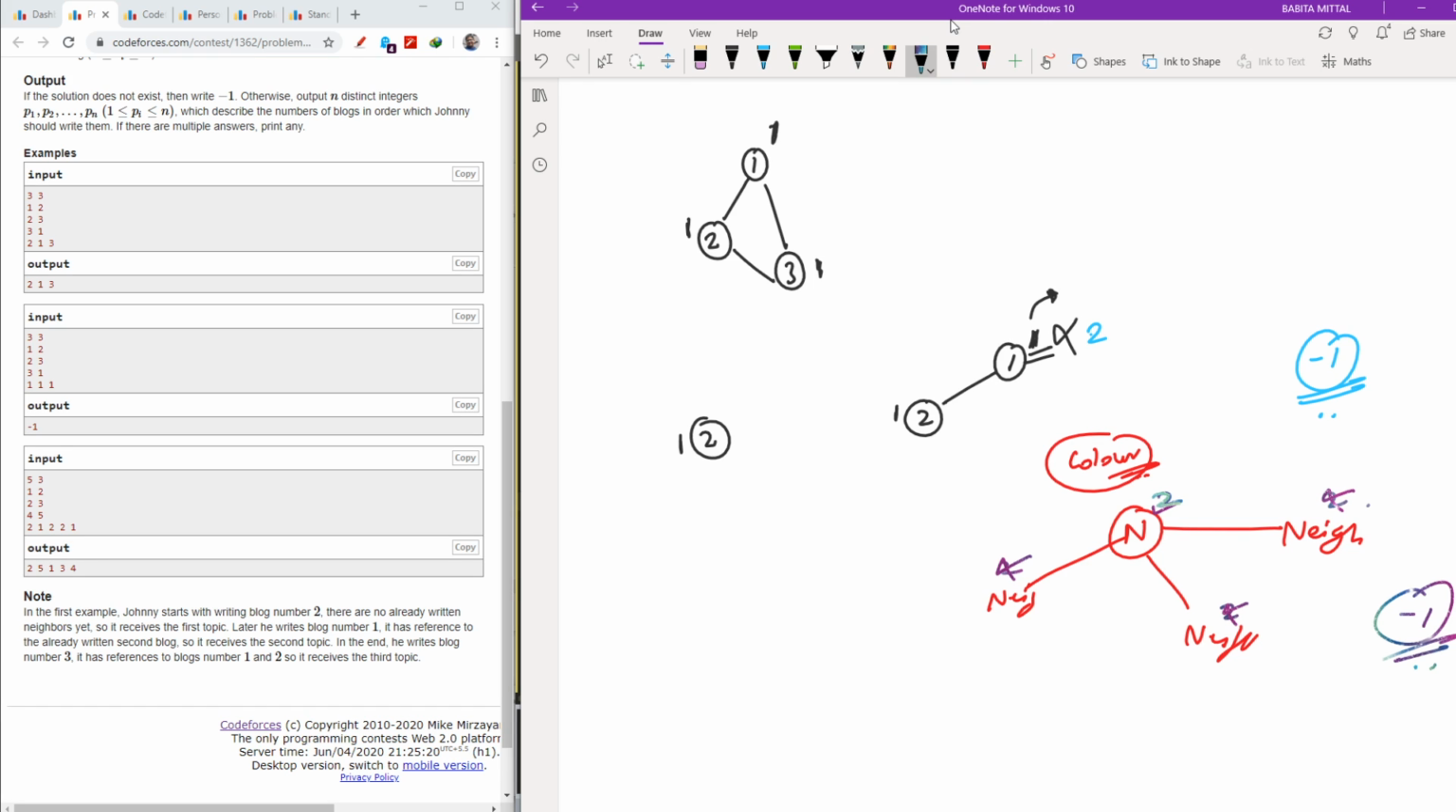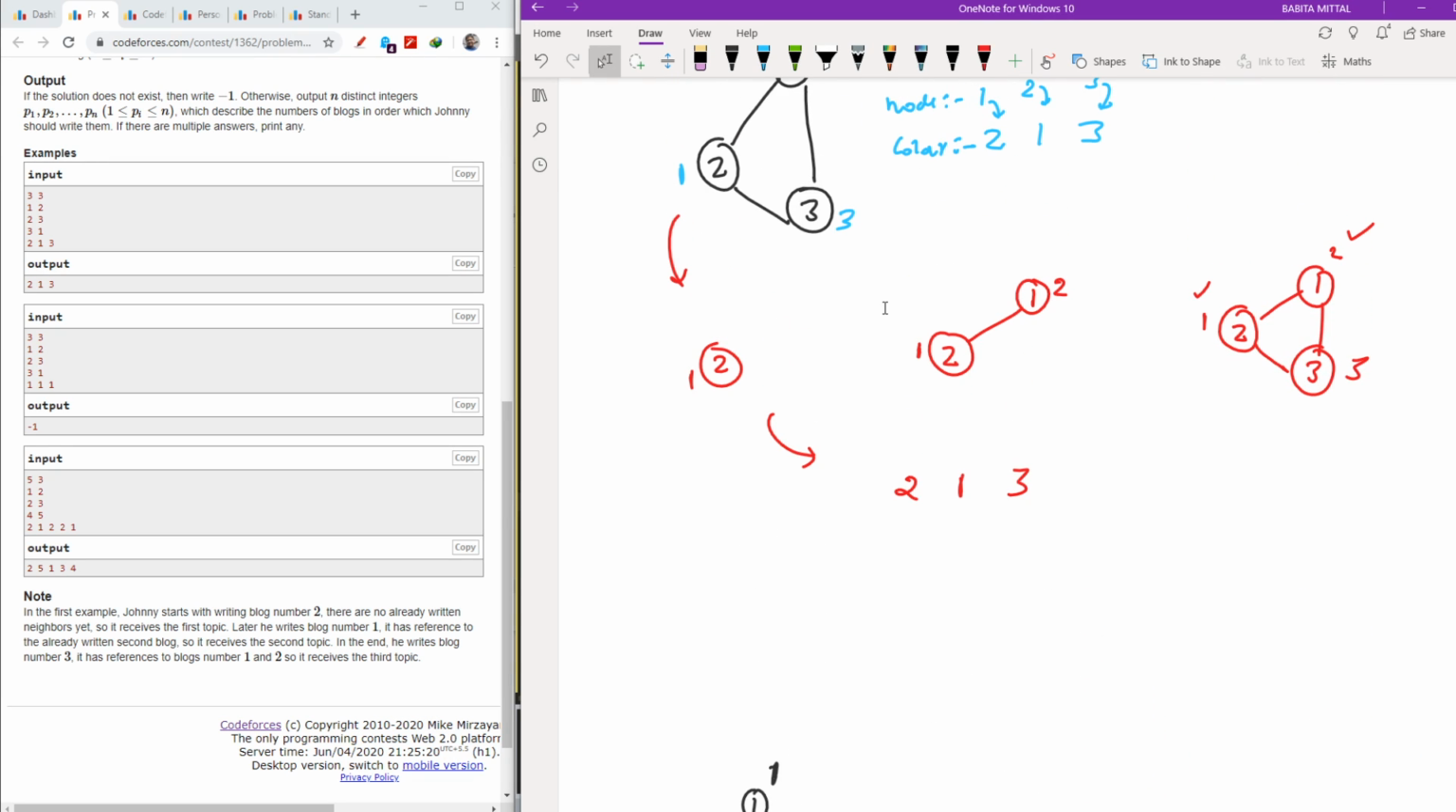Yeah, neighbors may have a reference value less, or neighbors may have a reference value more, as you can see in the above example. Here the neighbors of 1 were 2 and 3, so the reference value was more. The neighbors of 2 were 1 and 3, reference value was less and more. The neighbors of 3 were 1 and 2, so reference value was less and more, but it was not equal anyway.